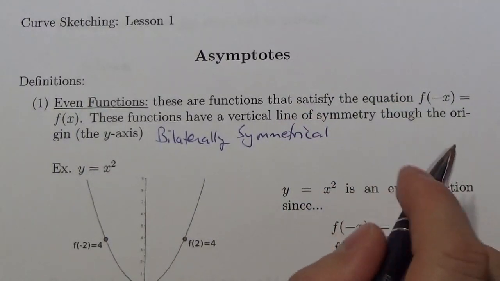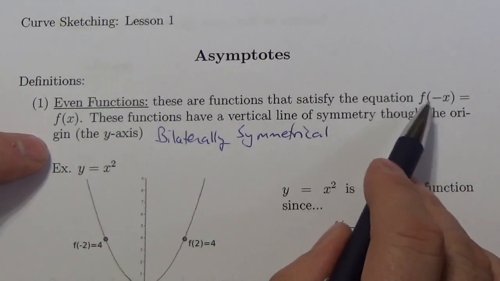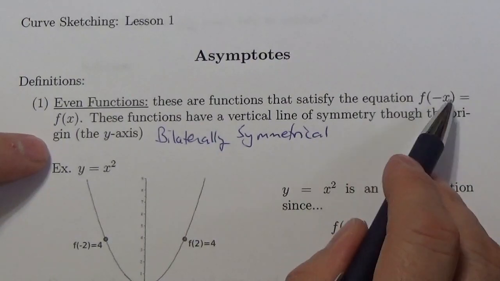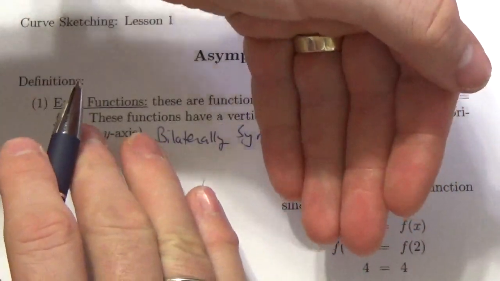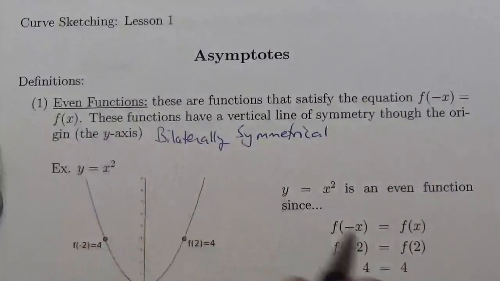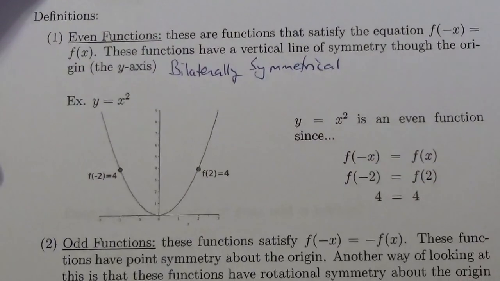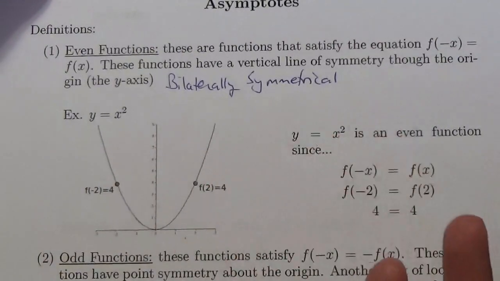That actually makes a lot of sense, because when you plug a negative in for the independent variable, that causes a reflection over the y-axis. What we're saying is that if you take the function and flip it over the y-axis, it looks identical to the original function, implying that sort of symmetry. Now, let's take a look at the best example we can come up with.